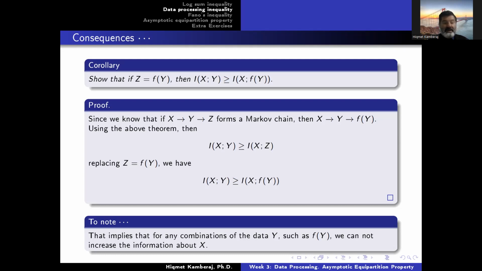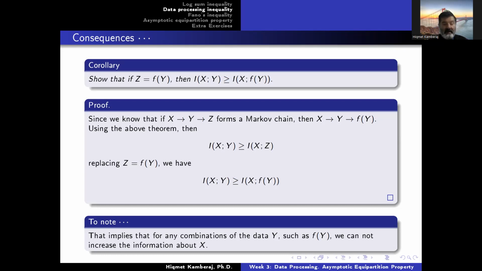As a proof, since we know that x, y, and z form a Markov chain, then based on the previous consequences, x, y, and f of y also form a Markov chain. Using the above theorem that we just showed, the mutual information between x and y is greater or equal to the mutual information between x and z. However, z is f of y, so we can write that the mutual information between x and y is greater or equal to the mutual information between x and f of y, which is what we wanted to show.